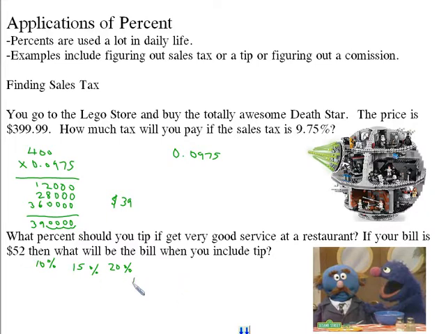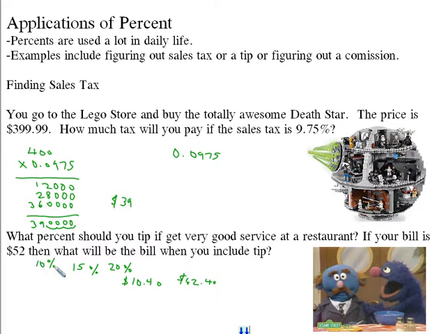So $10.40 would be the tip, and then the total amount you'd be paying would be $62.40. And that's for good service. Now, if you have horrendous service, then you don't need to leave a tip. But most of the time you're going to leave a tip of some sort. Then it would just be 10% of this, which would be $5.20.